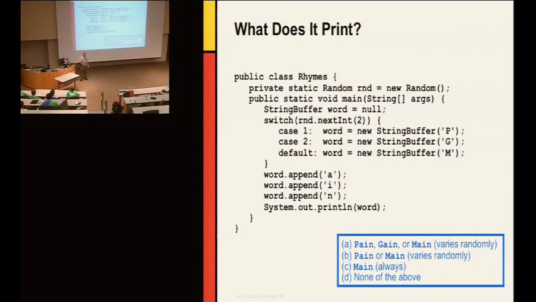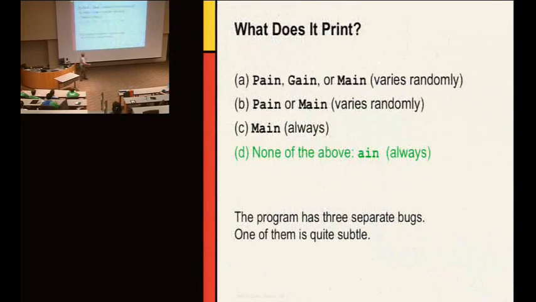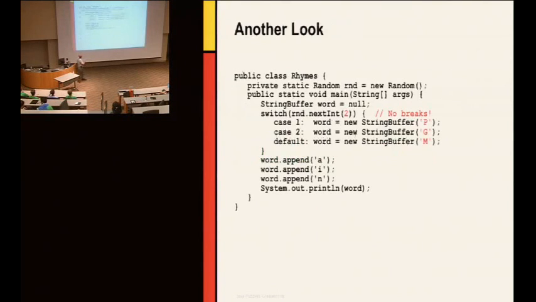This program always prints ain. It always prints ain. And the reason is, well, there are 3 separate bugs in this program. And depending on how many of them you spotted, you were led to different red herring answers. Let's take another look at the program.